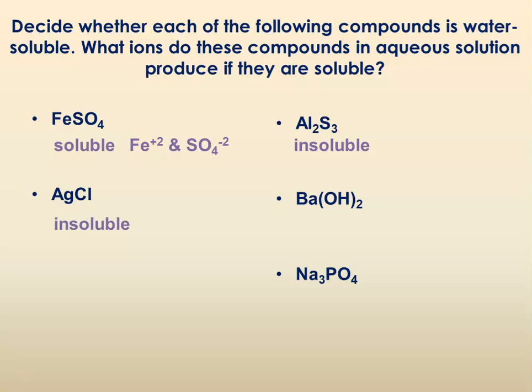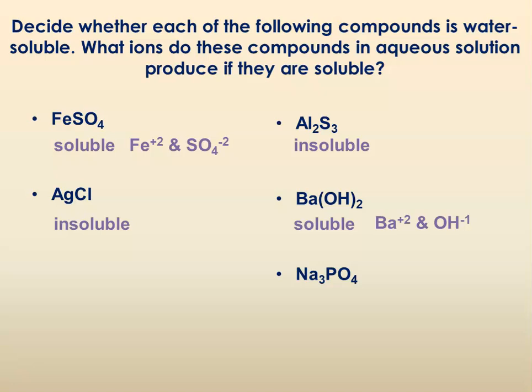With Ba(OH)2, the hydroxides are also primarily insoluble, but they will be soluble if you have them with an alkali metal, and they will be slightly soluble with barium, calcium, and strontium. So they have the ability to dissolve. So this would be a soluble compound, and when it's split into its ions, you would have the barium ion, which has a charge of +2, and you would have hydroxide, which has a charge of -1.